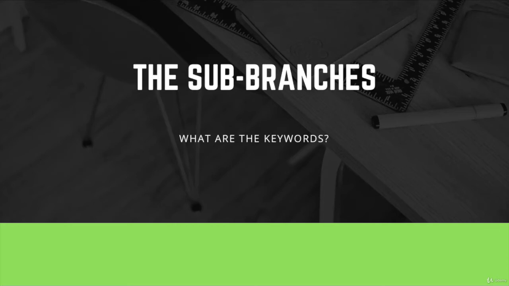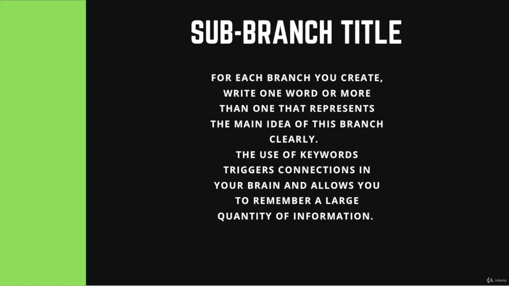So in this lecture, we are going to be talking about the sub-branches. What are the keywords? What are the concepts that go out of the branches? We started with the main idea, we started with the core, we expanded all the way to the different branches that you have. But now, what are the keywords? What are the concepts that you need for each and every branch? These are the sub-branches.